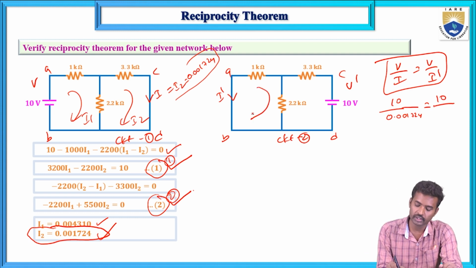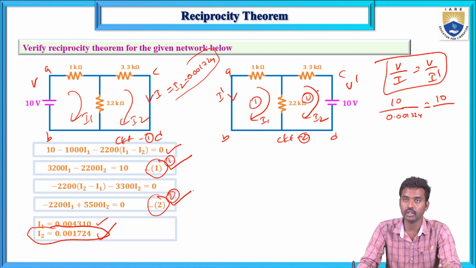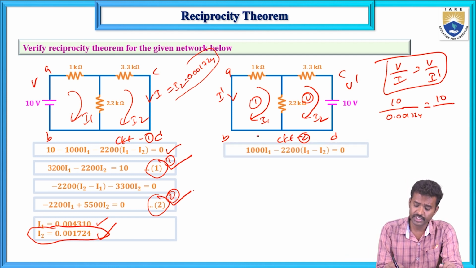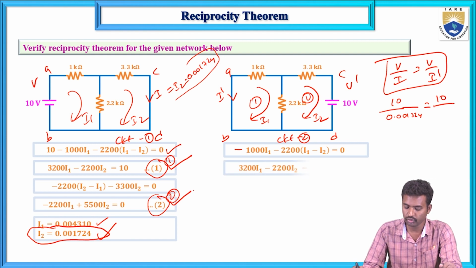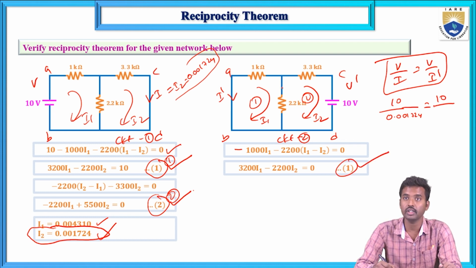So how will you calculate this I dash current? I1 and I2 are mesh currents, for meshes 1 and 2. Mesh 1 current is I1 in the clockwise direction and mesh 2 current is in the clockwise direction. If you apply KVL, we have 1000 I1 and 2200 (I1 minus I2), this should be minus. Now if you simplify this, 3200 I1 minus 2200 I2. This is equation number 1 for this particular circuit if you apply KVL in mesh 1.